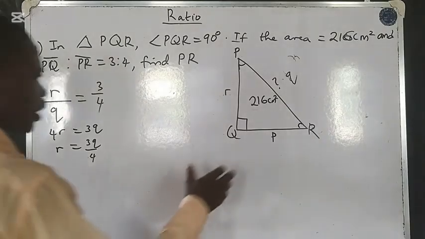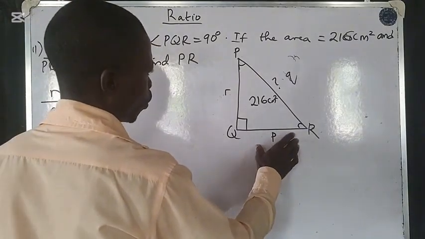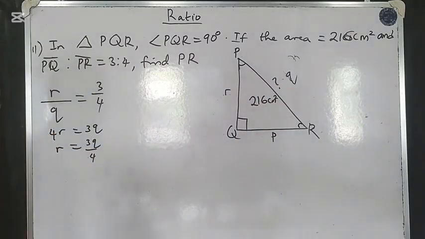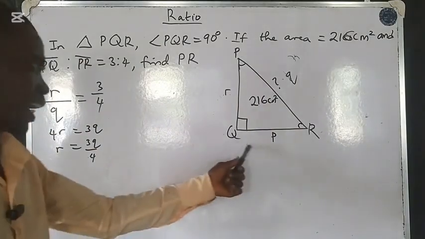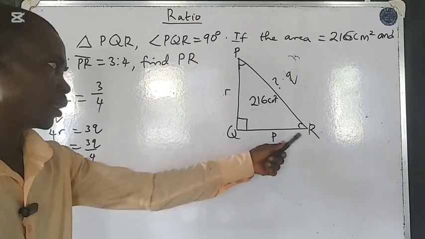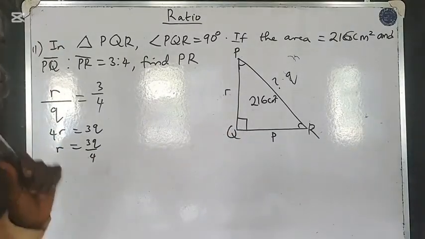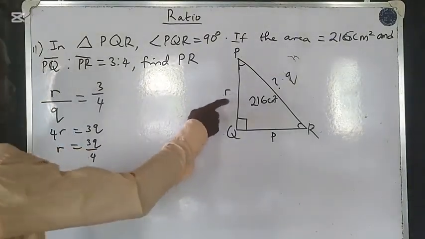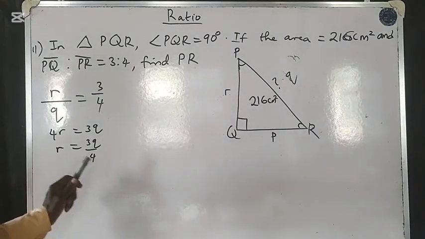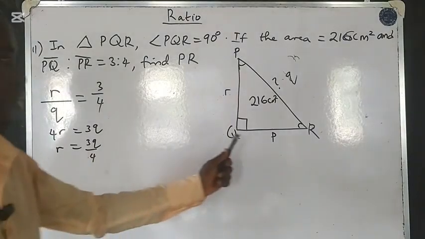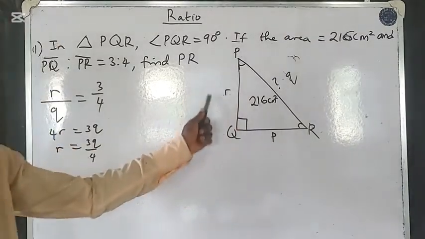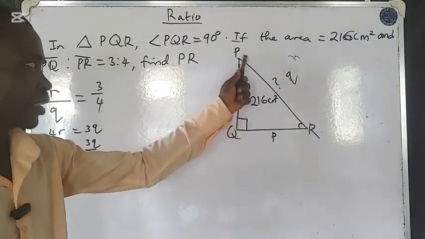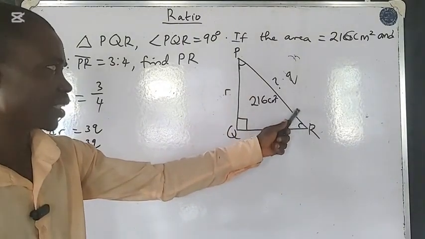Since we are going to need the base of a triangle to make use of this area, we are going to need the base of the triangle. So we are going to try to find an expression for this side, the base of the triangle. And how do we find an expression for that? Let's use Pythagoras theorem. Since we have an expression for r, which is 3q over 4, we need an expression for the base also. The height has been taken care of. We need to take care of the base to be able to find this side, PR, represented by Q.